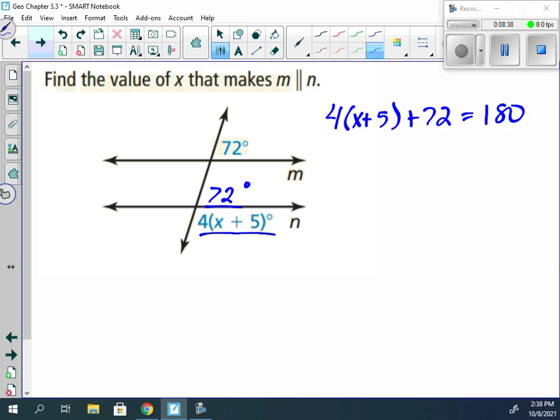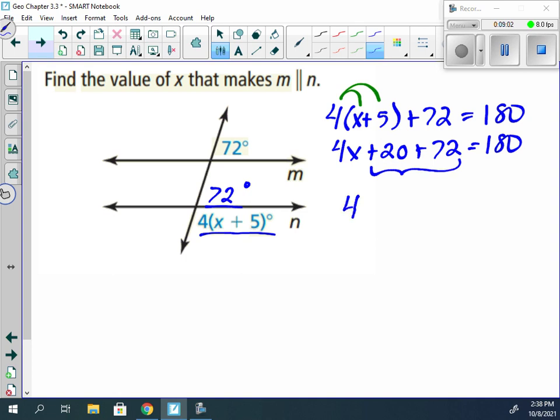Yes, we would distribute the 4 first. So we're going to multiply the x and 5 by 4. Because 4 times x would be 4x. 4 times 5 is 20. And then we have our plus 72. Now we can combine our like terms, 20 and 72. 20 plus 72 is 92, and this here is equal to 180.